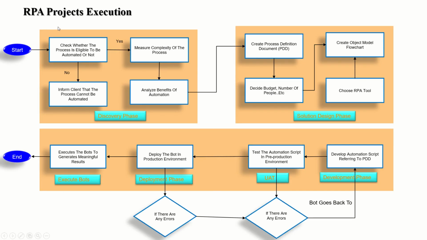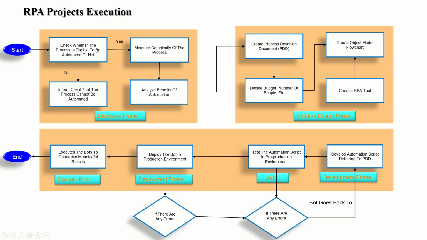RPA project execution, like how we need to execute our project. This is the starting point. The first phase is the discovery phase. In the discovery phase, we take the requirement. After taking the requirement, we need to check whether the process is eligible to be automated or not. Suppose we are able to automate that process, then yes. Then we need to measure the complexity of the process, like whether it is easy, medium, or tough. If it is not possible to complete the task, then you need to inform the client that the process cannot be automated.